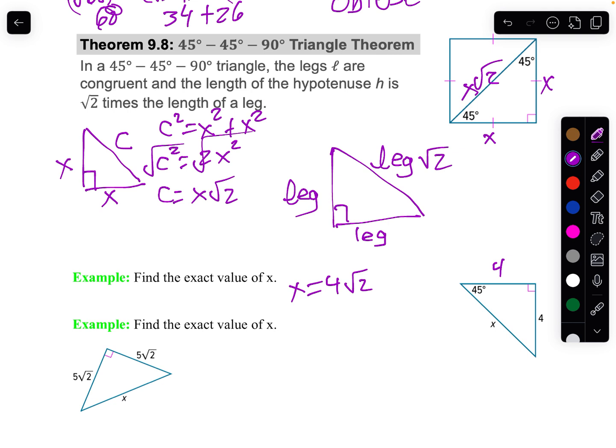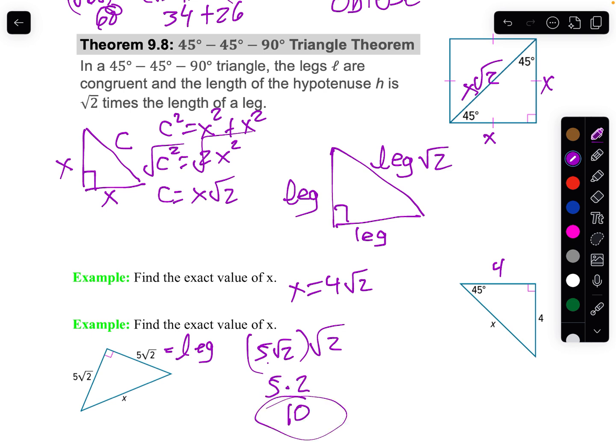So on the next one, notice my leg is 5 square roots of 2. So to find the hypotenuse, I take my leg, which is 5 square roots of 2, and I'll multiply that by the square root of 2. Well, square root of 2 times square root of 2, that's 2, isn't it? So my hypotenuse is 10. We multiply by the square root of 2.